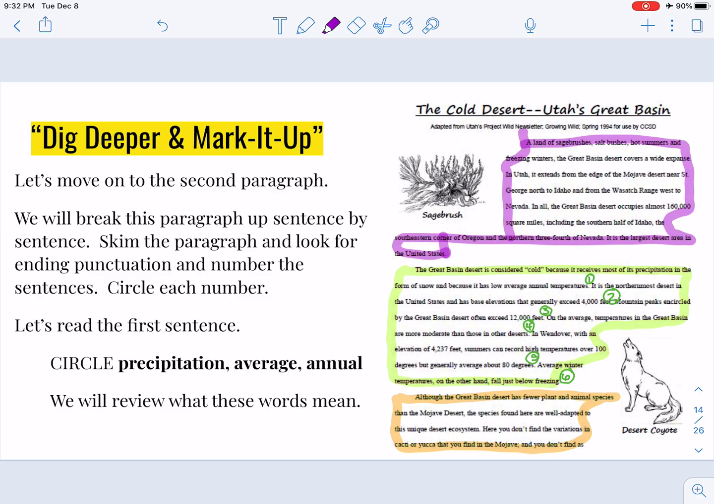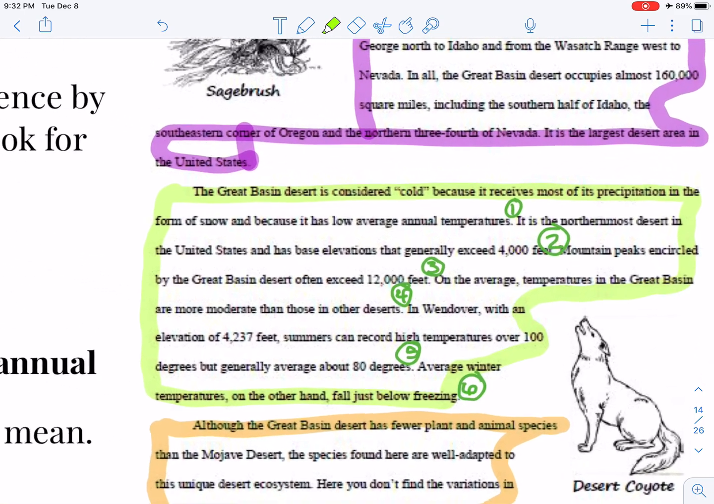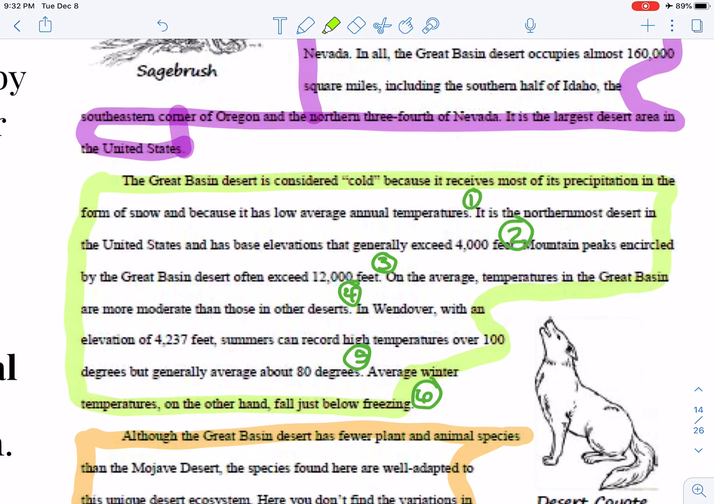Now let's go ahead and move on to the second paragraph. I'm going to switch to my green so that we know that we're in that next paragraph. We're going to break this one up sentence by sentence like we did in our last lesson. Now, hopefully, I'm going to pull this up so that you can see this a little more clearly. Every time you see a period, you are going to write a new number. So I have 1, 2, 3, 4, 5, 6 periods in this paragraph. So that means I have 6 sentences. Go ahead and number your paragraph sentences and be ready to talk about it.